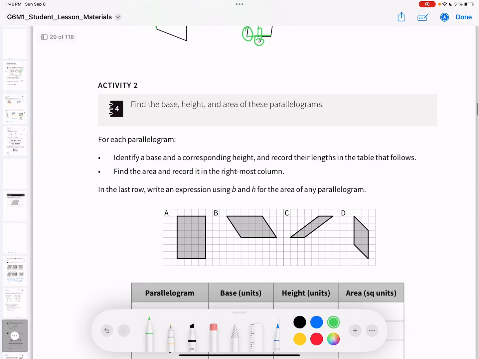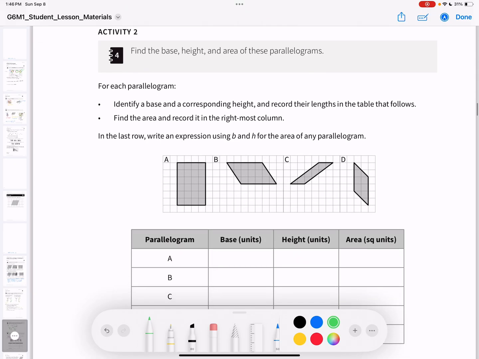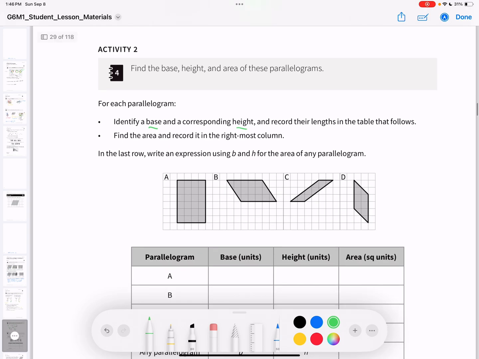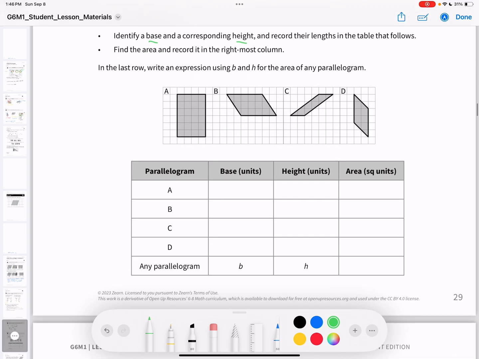All right, find the base, height, and area of these parallelograms. For each parallelogram, identify a base and a corresponding height, and then record their lengths in the table that follows. Find the area and record it in the rightmost column. In the last row, write an expression. An expression is like a formula without the answer, using B and H for the area of any parallelogram. All right, here we go.